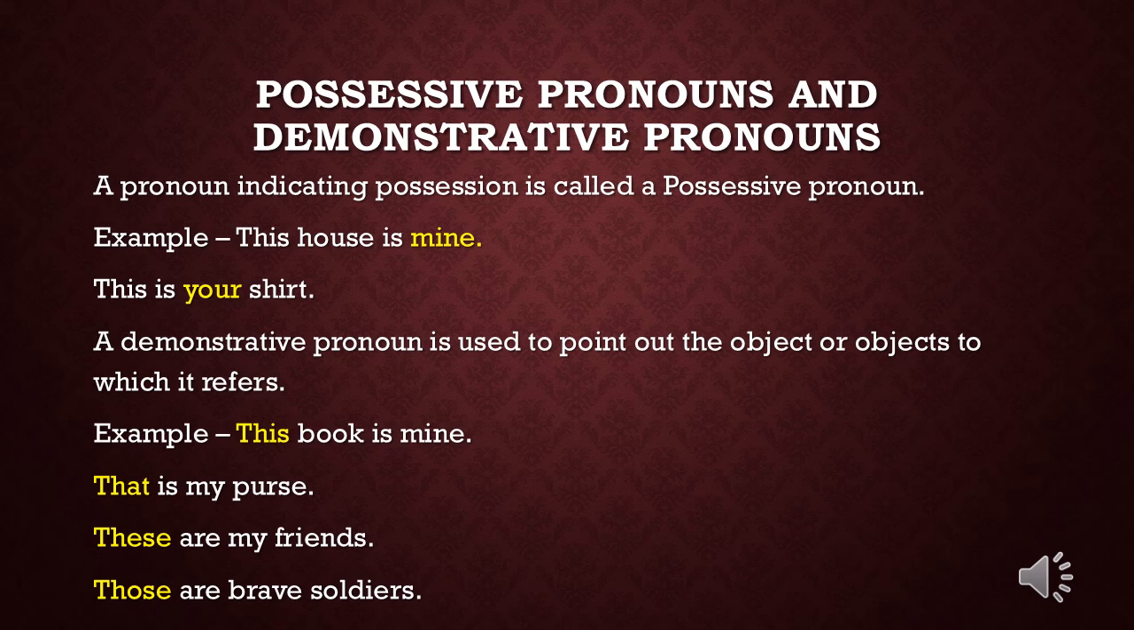A demonstrative pronoun is used to point out the object or objects to which it refers. For example, this book is mine. That is my purse. These are my friends. Those are brave soldiers. Here, this, that, these and those are demonstrative pronouns.